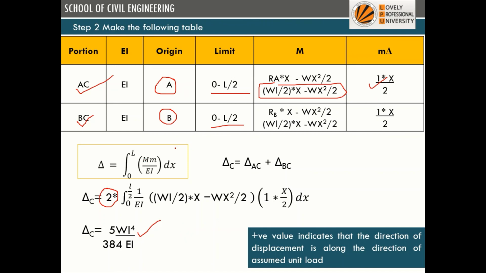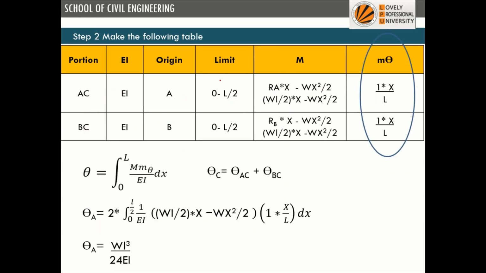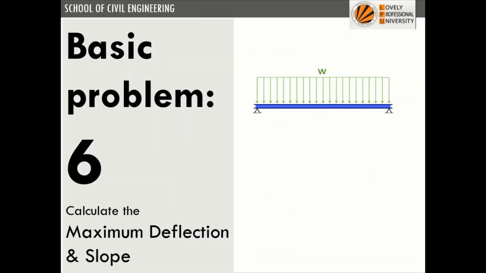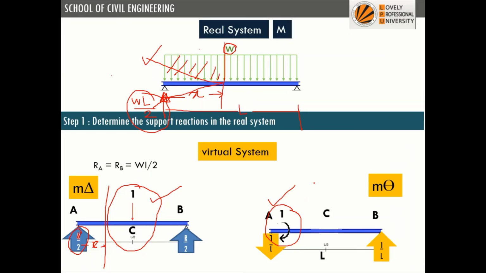Now again we will use this same table for calculating slope. For calculating slope, the capital M value is not going to change, only we have to add this value M theta. So we'll go back to our virtual system. This is our virtual system with a point moment at A, because we are interested to find theta A. So we have put a unit moment at A. For this portion, what will be the bending moment equation? It will be RA into X.